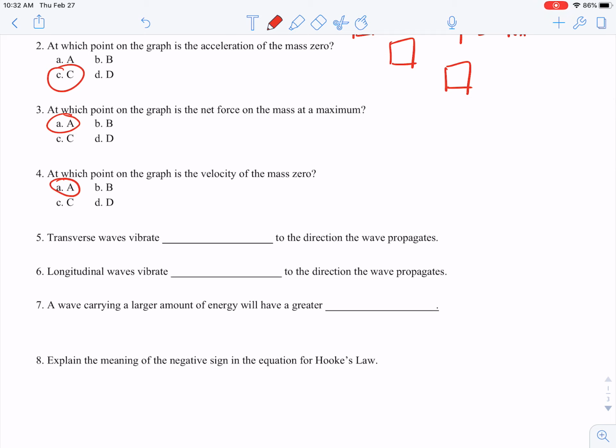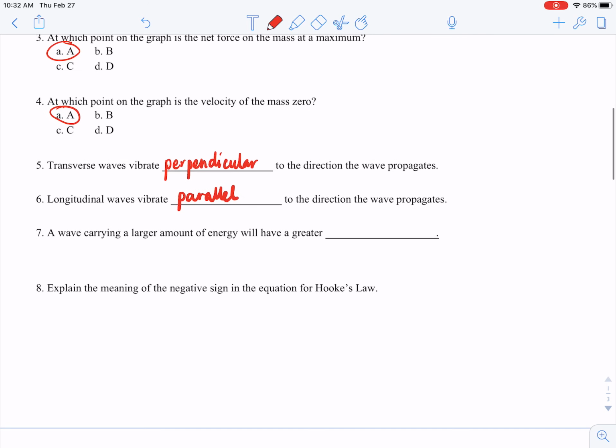Transverse waves vibrate blank to the direction the wave propagates. We already understand this: transverse waves vibrate perpendicular to the direction the wave propagates. How about longitudinal? Longitudinal waves vibrate parallel to the direction the wave propagates.